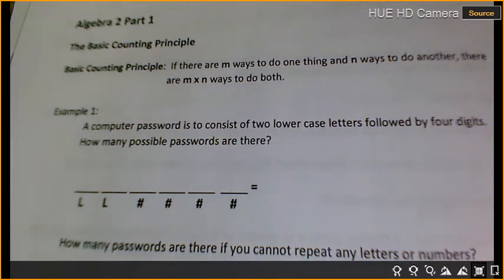I want you to have lots of practice before I let you do it on your own so you really get it. Okay. So, a computer password is to consist of two lowercase letters followed by 4 digits. How many possible passwords are there?